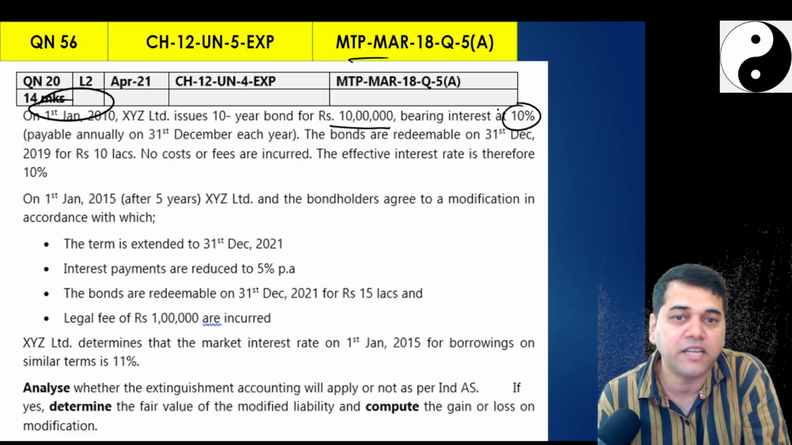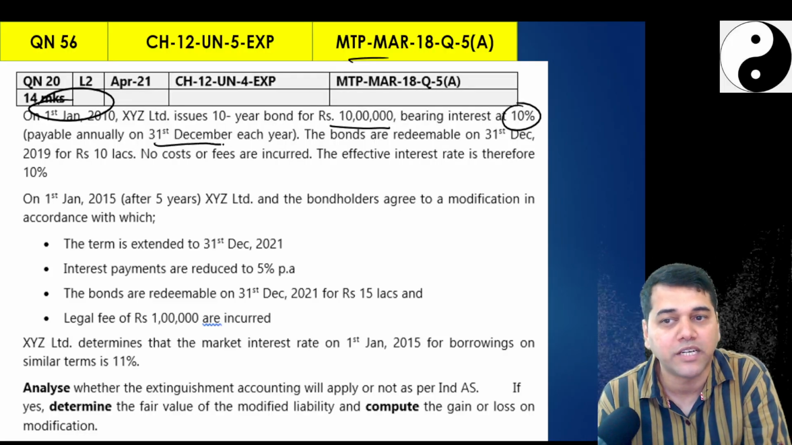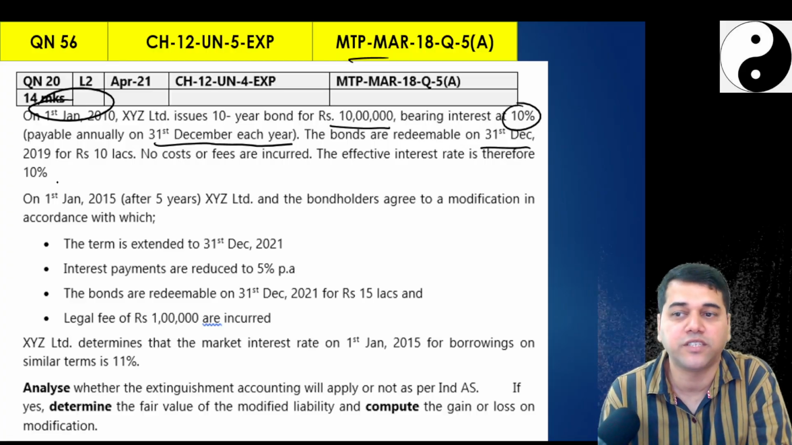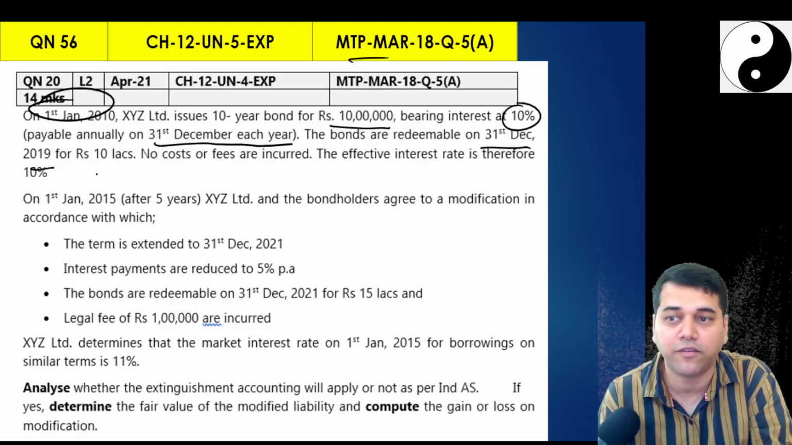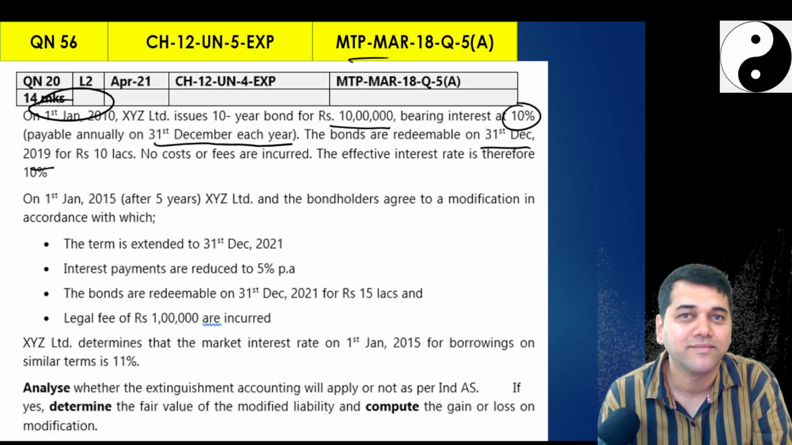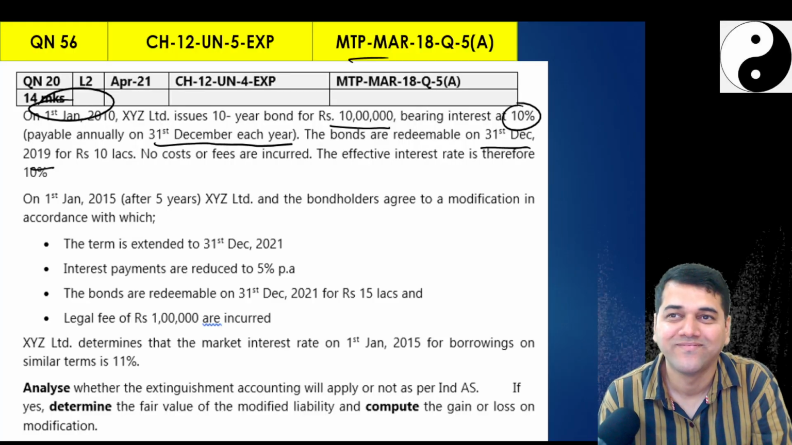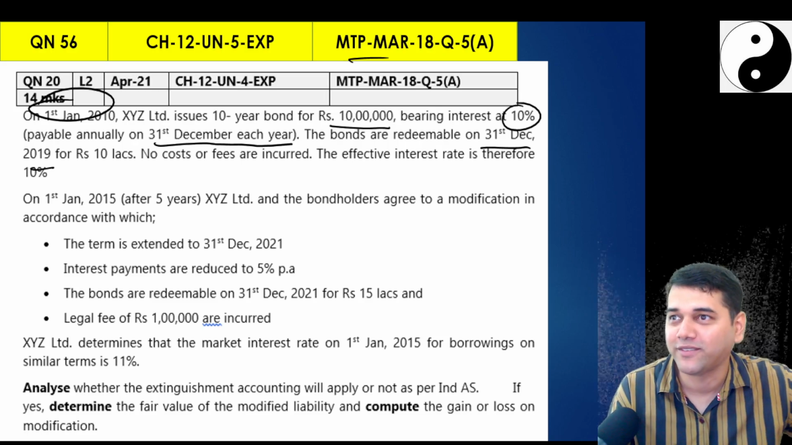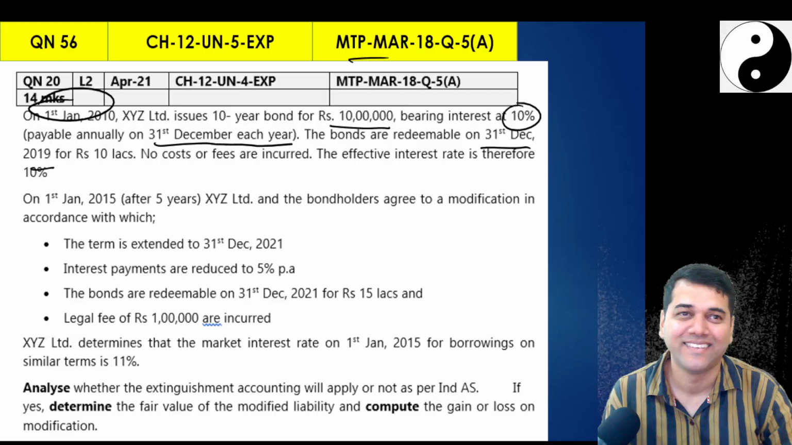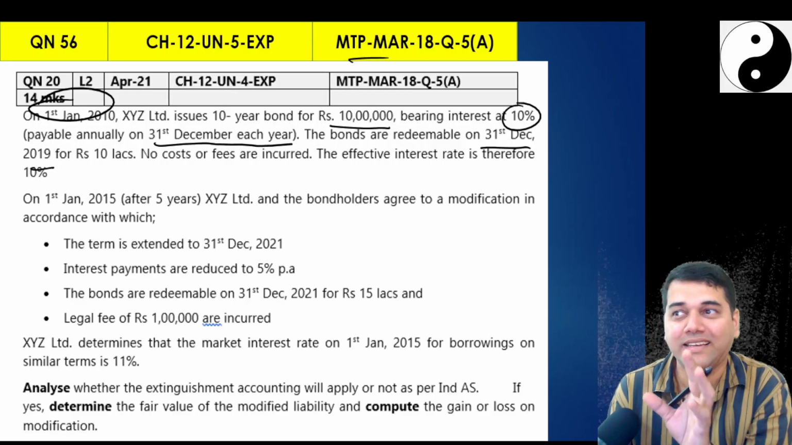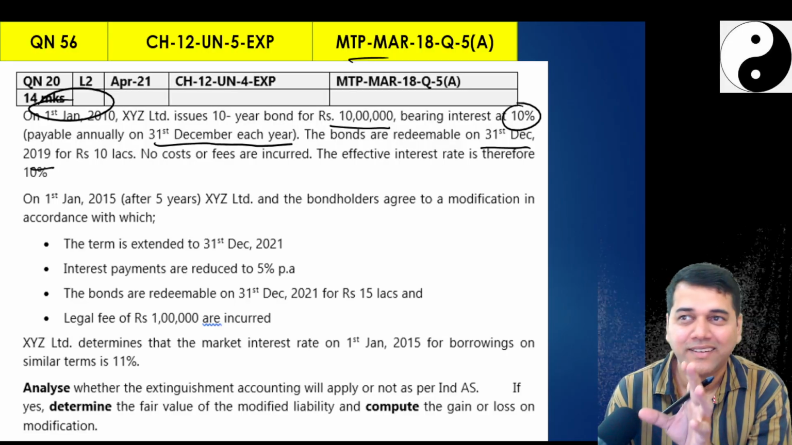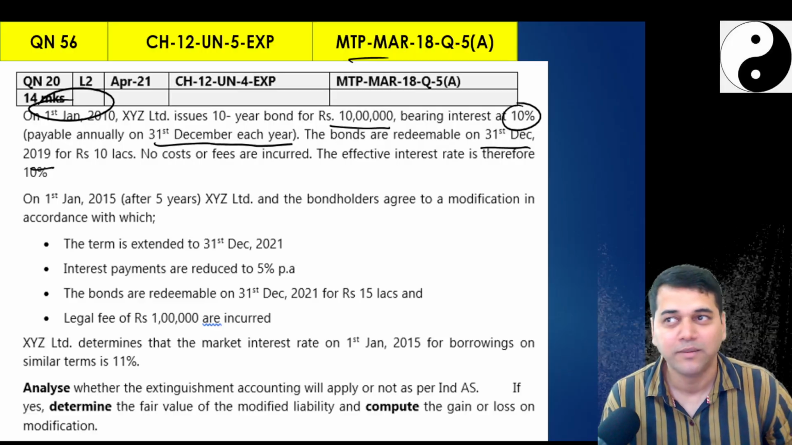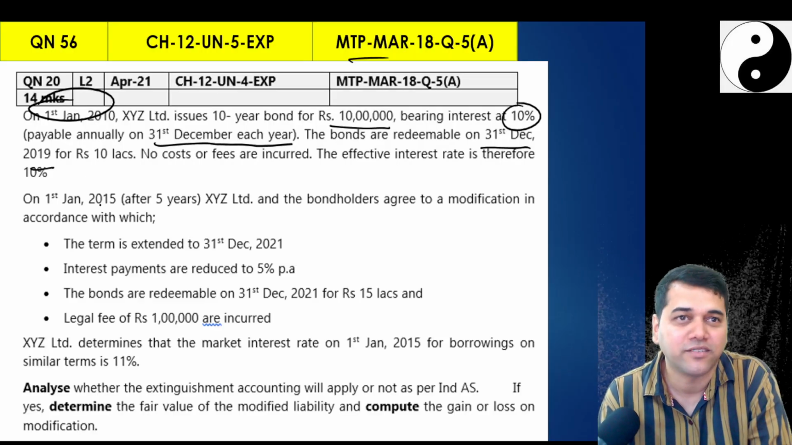Now, it is bearing 10% interest. When am I supposed to pay? 31st December every year. Okay. The bonds are redeemable on 31st December 2019. Life they have given, be careful, how many years? And below they will give one discount factor also. 10 years. See, our ICAI, different ways they will try to give you, different problems, different life factors. Be careful. So this is for 10 years now.